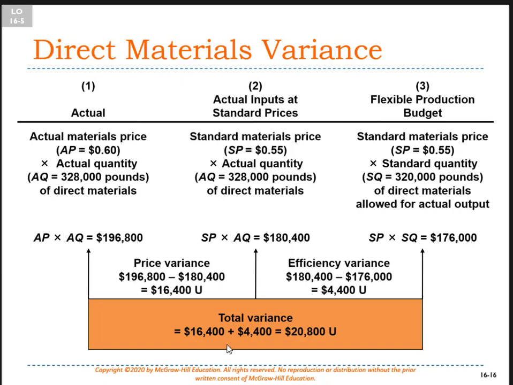Because they're both unfavorable, we add them together and our total direct materials variance is 20,800. So we spent more and we used more than what we planned. Okay, that's going to impact negatively our profitability.